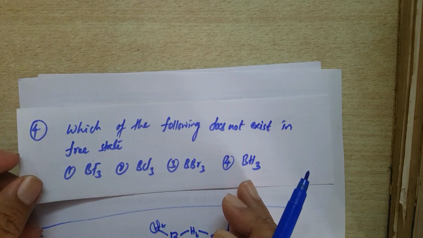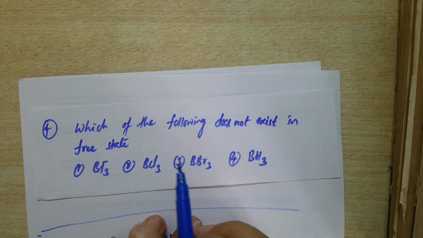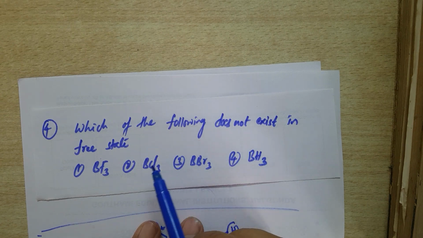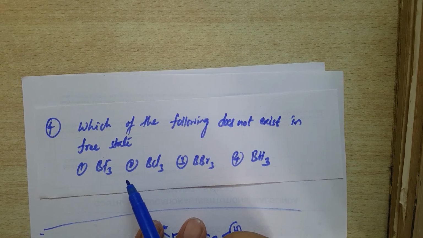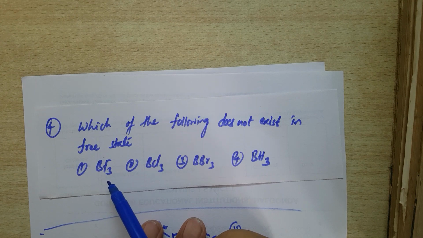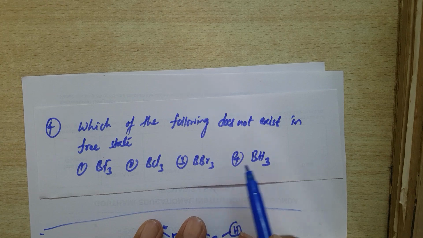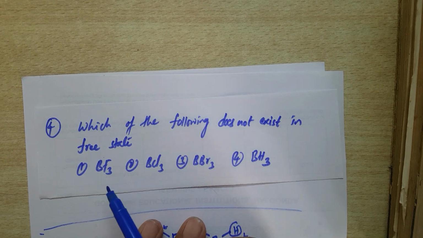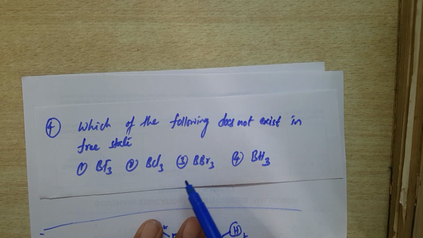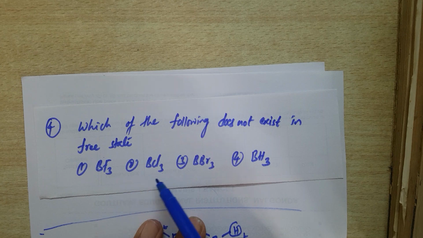And the fourth bit: which of the following does not exist in the free state? Here the given options are what? Boron halides BF3, BCl3, BBr3, and BH3. The boron halides are easily formed. All the boron halides act as Lewis acids. In all the boron halides, boron shows sp2 hybridization.